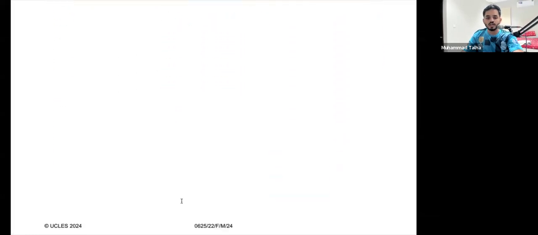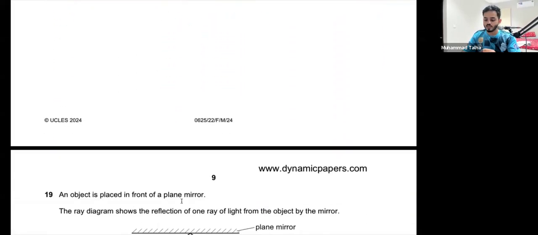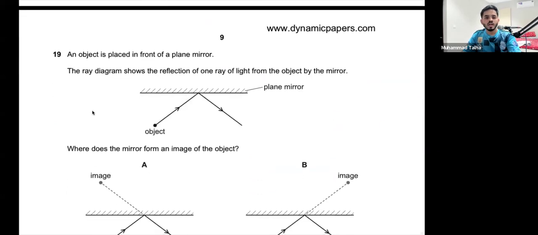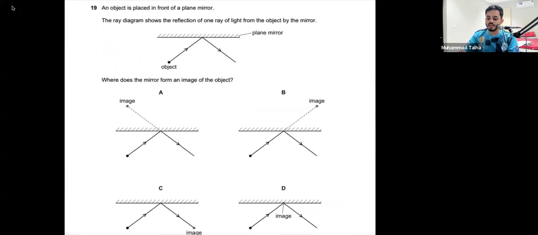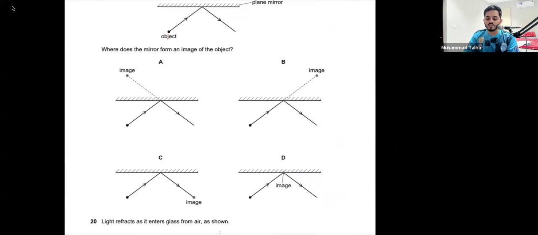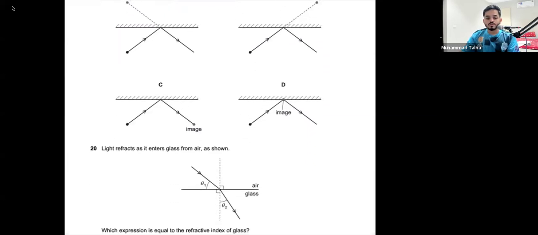Let's go on to 19 now. An object is placed in front of a plane mirror. The ray diagram shows the reflection of one ray of light from the object by the mirror. Where does the mirror form an image of the object? We know this is a property: how far in front of the mirror the object is, the image is formed exactly that distance behind. So it's obviously A, right? So that's how we do this.